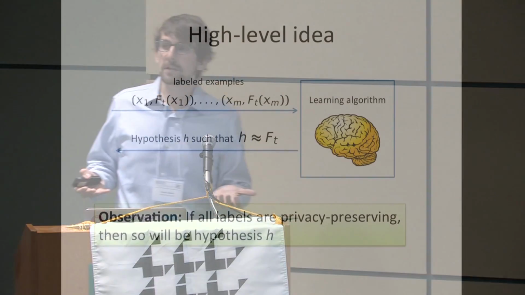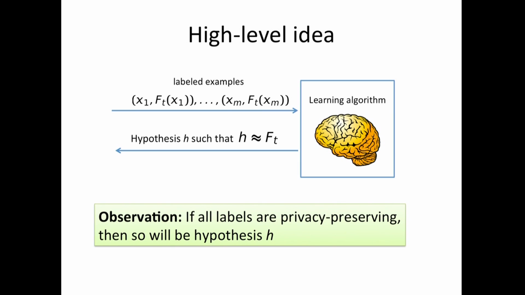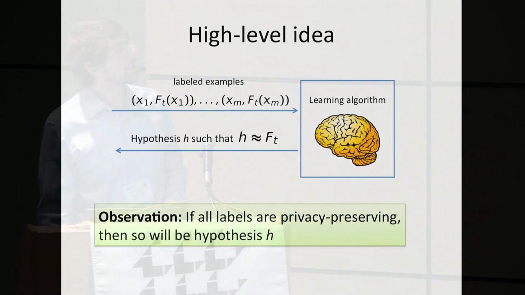The point here is that if we somehow manage to generate all the labels in a privacy-preserving way, so if all these labels satisfy differential privacy, then just by the post-processing property of differential privacy, the output of this algorithm will also satisfy differential privacy. So in some sense, if you have a powerful enough learning algorithm and you can generate privacy-preserving labeled examples, then you're done. It'll spit out an approximation of this database function, and you can learn the database that way in a privacy-preserving way. You get a good private data release algorithm.